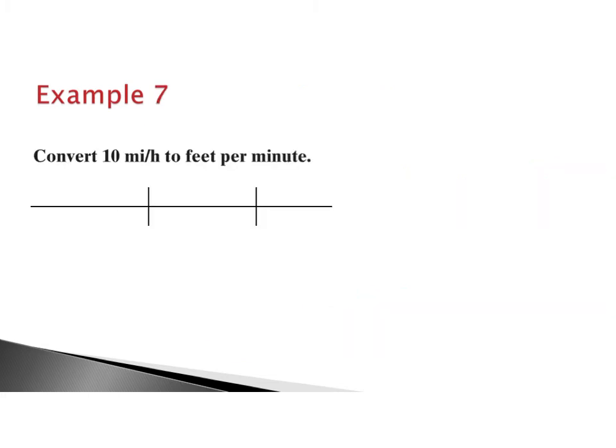For my next example, this is going to be a little bit more complex, but it's still the exact same process. So for example 7, we are told that we have to convert 10 miles per hour into feet per minute. So the one thing I want to note to you right away is when you're given something like 10 miles per hour, okay, that really means that my 10 miles goes on top. Per means divide, and I really have 1 hour on the bottom.